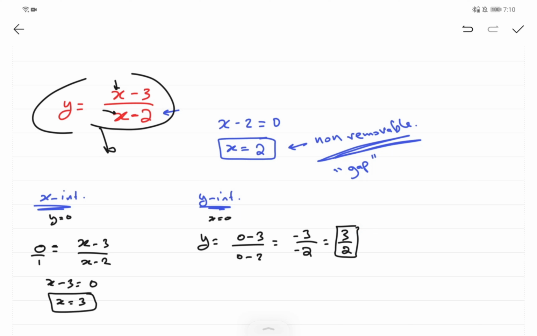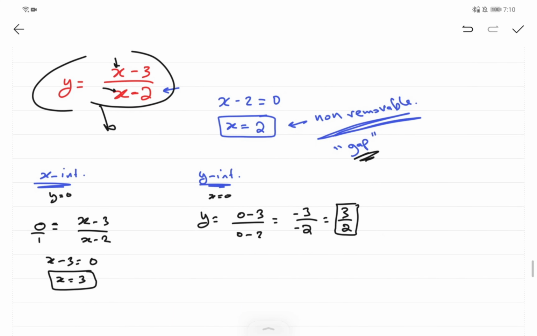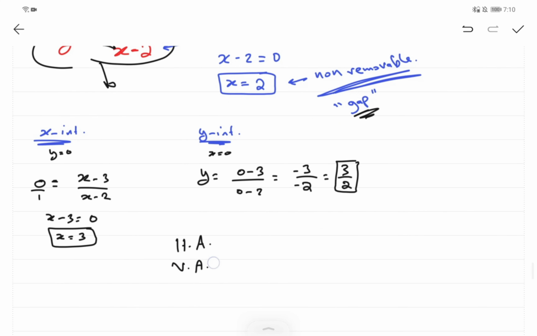Alright, now if you notice, we did exactly the same here. We found the x-intercept and the y-intercept. But here, if we have a gap, we need to find two more things, which are the horizontal asymptote and a vertical asymptote. So let's start with the vertical asymptote because it's much easier.